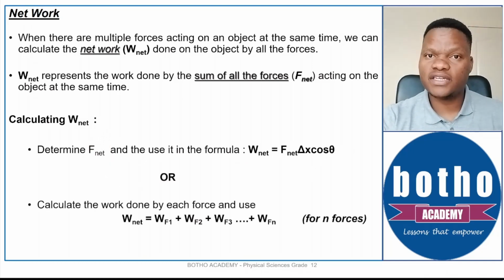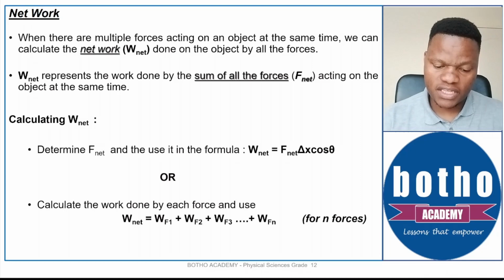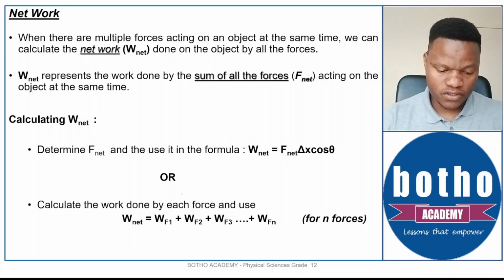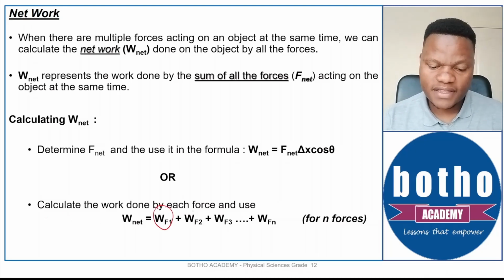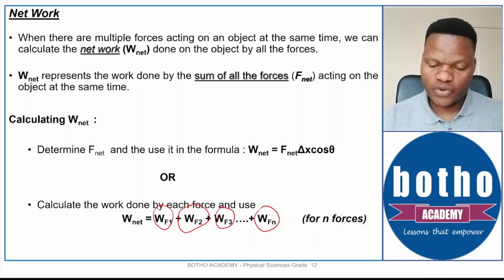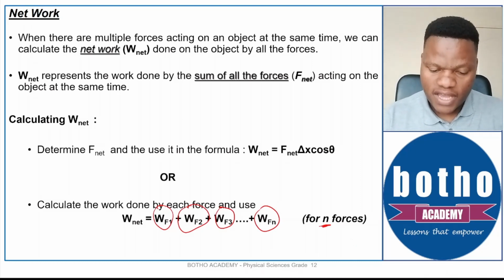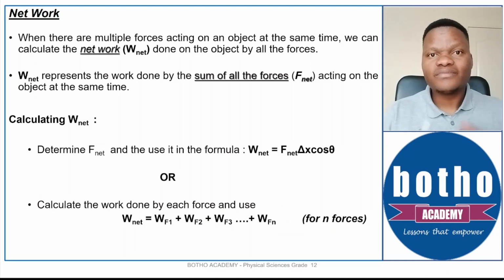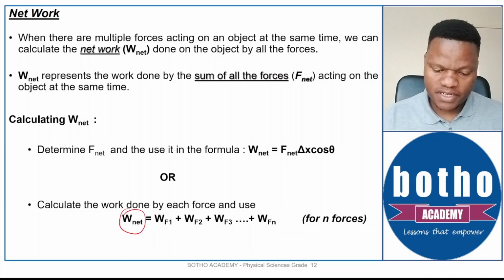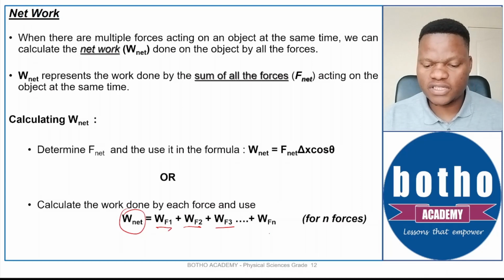Or alternatively, what you could do is calculate each and every work that is done by its respective force. So here you would calculate the work done by force 1, the work done by force 2, the work done by force 3, and so on, all the way to the work done by force n for n number of forces. So if an object experiences 3 forces, for instance, W net can be calculated by saying the work done by force 1 plus the work done by force 2 plus the work done by force 3, and so on.